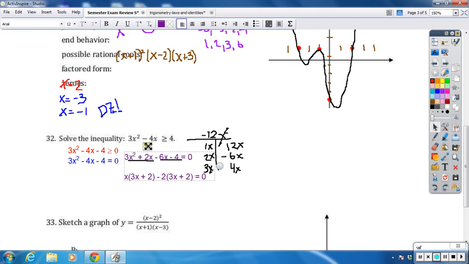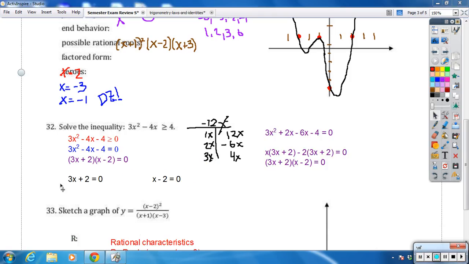Now I hope you can see that inside my parentheses I have the same factor, which is 3x plus 2. That's going to come out as a common factor, and I will put it up front. Whatever was on the outside is going to be its own factor, so x minus 2 is my second factor, and that's going to be equal to 0. You can see over here on the left that I've factored 3x squared minus 4x minus 4 to 3x plus 2 times x minus 2.